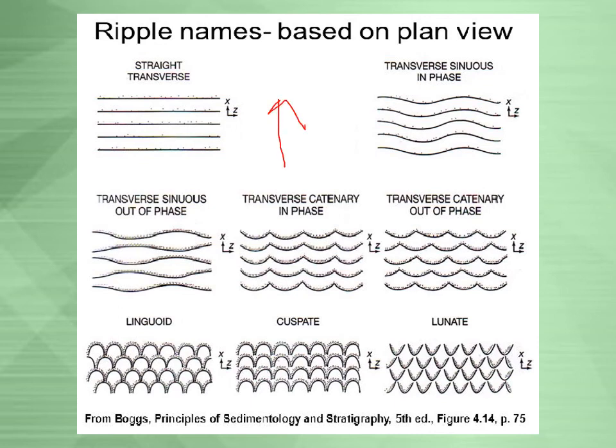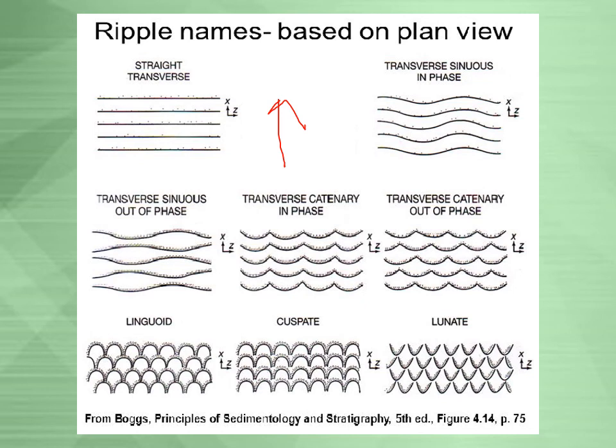For all these figures, it is considered that the flow direction is from bottom to top. And you can see the crest lines are transverse to the flow direction. But here you can see the crest lines are parallel to each other, which are called straight crest lines. Crest lines that are curvy or wavy in nature are called sinuous. In phase, that is sinuous, curvy and parallel in nature. Here you can see that crest lines are sinuous, but not parallel to each other, so sinuous out of phase.